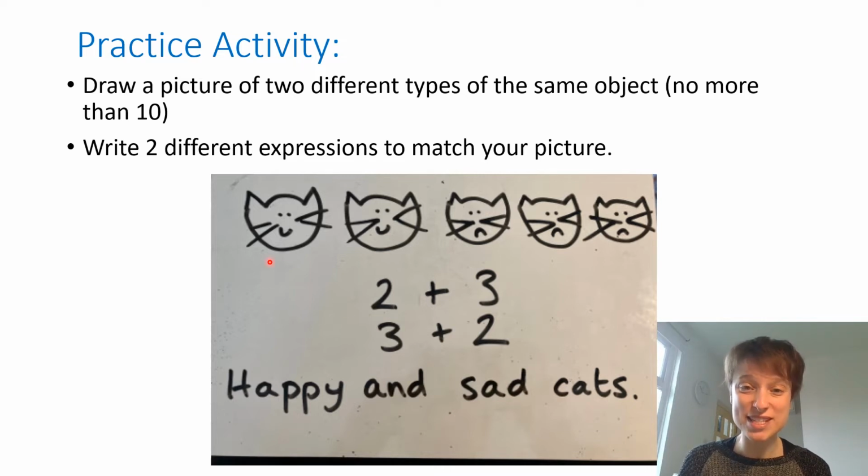The 2 represents the 2 happy cats. So what does the 3 represent? Tell your adult. That's right, the 3 represents the 3 sad cats. And we can also write this in a different way, can't we? We can also write this as 3 plus 2 or 3 add 2.